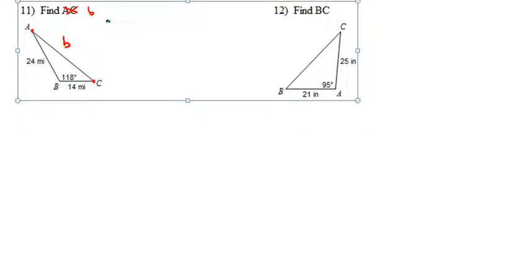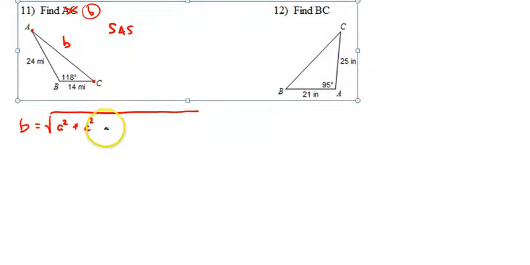So little b, looking at this, is a side, the angle in between you have, and you have the other side. So this is a side angle side. Got to use the law of cosines. If we're finding little b, by the formula, b equals the square root of a squared plus c squared minus 2ac cosine 118 degrees.